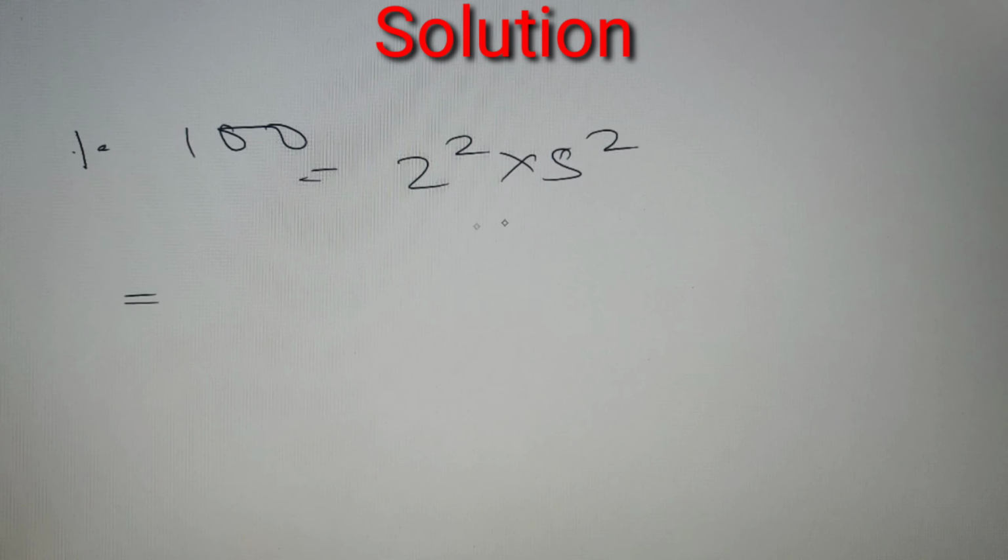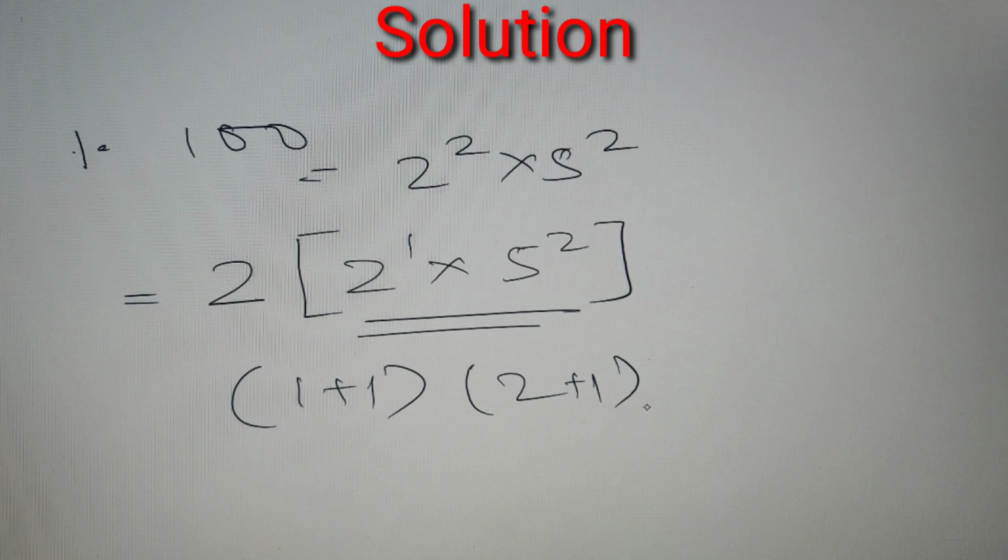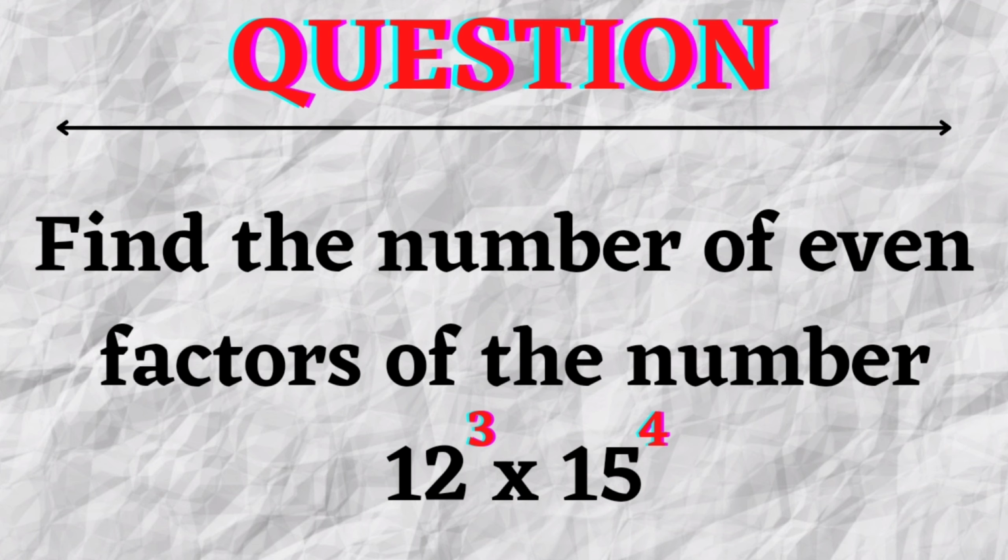So according to the formula, we have to take 1, 2 as common. So after taking out 1, 2 as common, we'll get 2 raised to power 1 into 5 square. So then we have to just apply the formula. On applying the formula on this number, we'll get 1 plus 1 into 2 plus 1, which is equivalent to 2 into 3, and which comes out as 6. So the number of even factors of the number 100 is equal to 6.